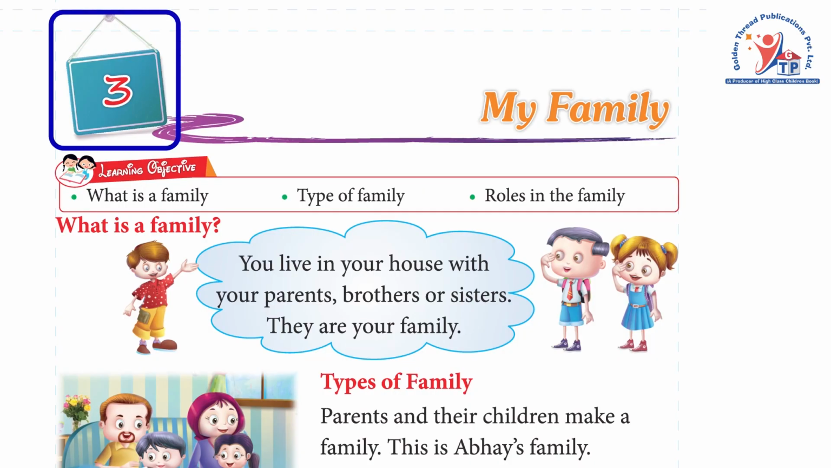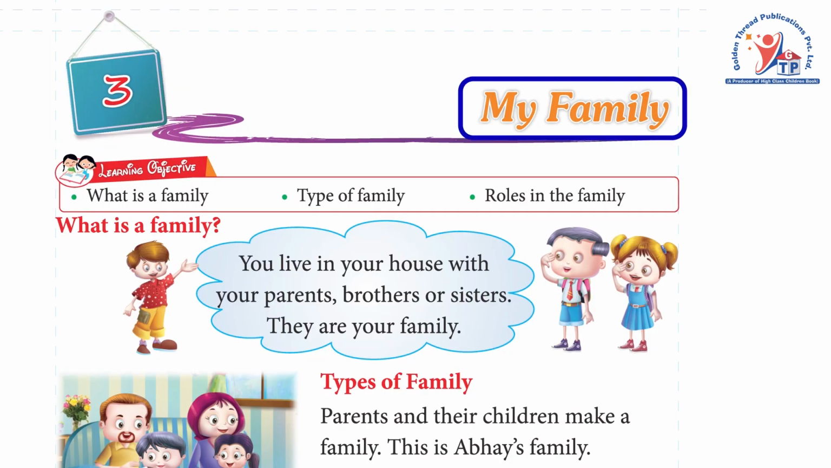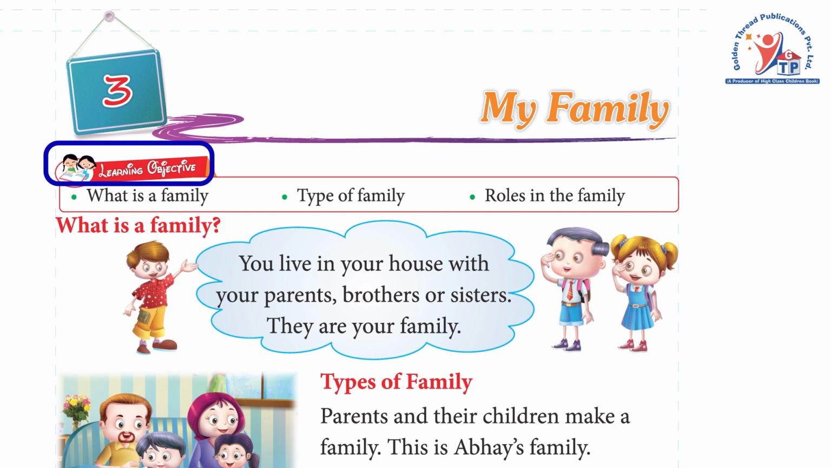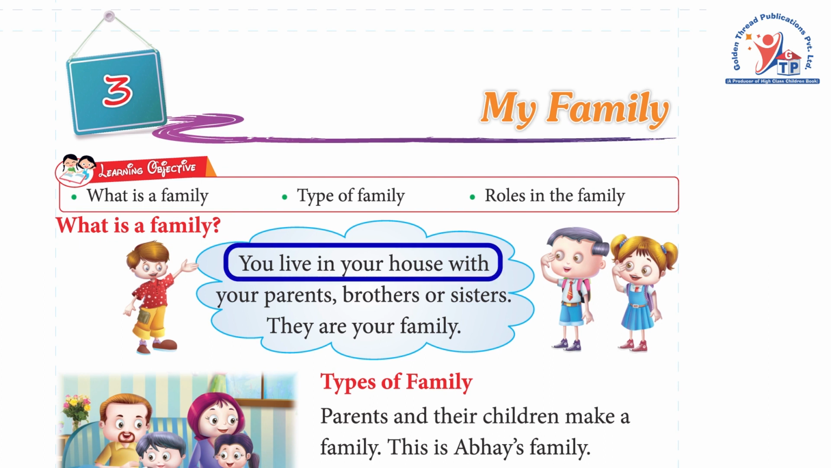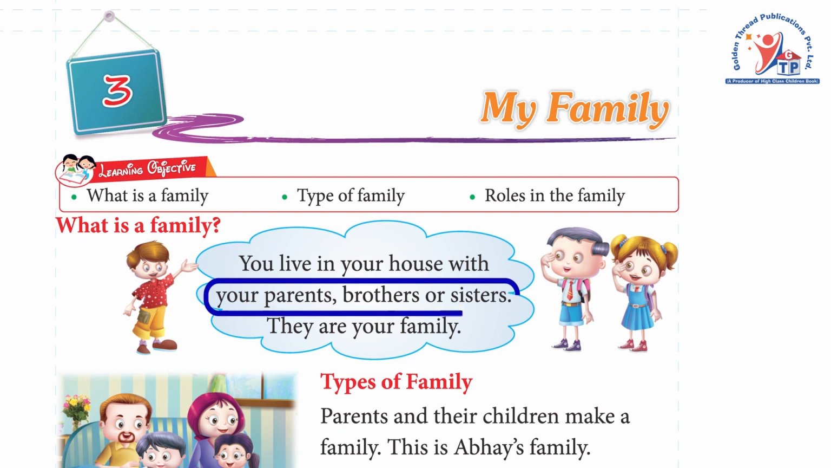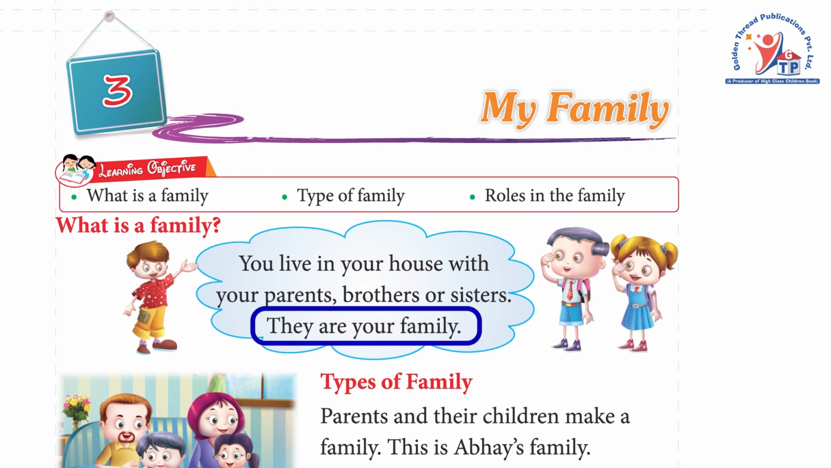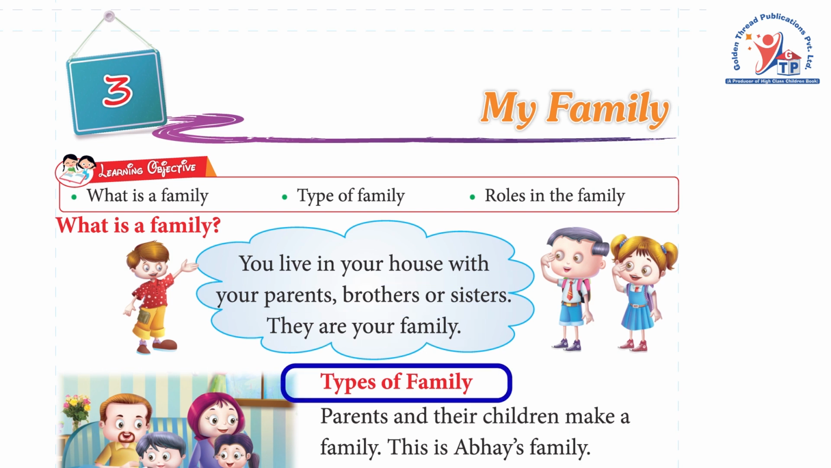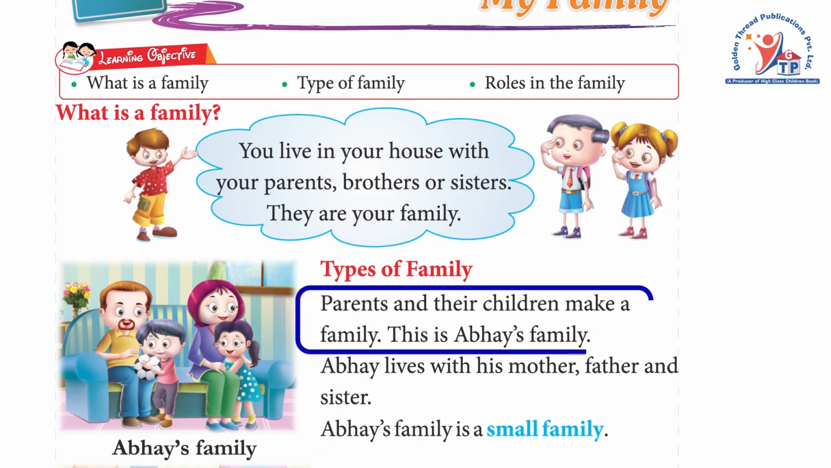Chapter 3: My Family. Learning Objectives: What is a family? Types of family. Roles in the family. What is a family? You live in your house with your parents, brothers and sisters. They are your family. Types of family: parents and their children make a family.